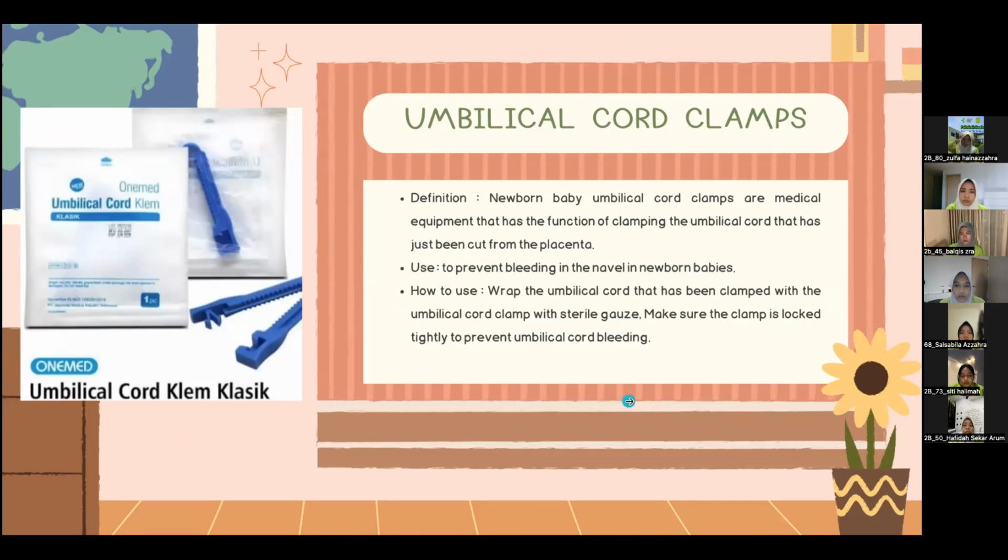How to use: wrap the umbilical cord that has been clamped with the umbilical cord clamp with sterile gauze. Make sure the clamp is locked tightly to prevent umbilical cord bleeding. Next slide.